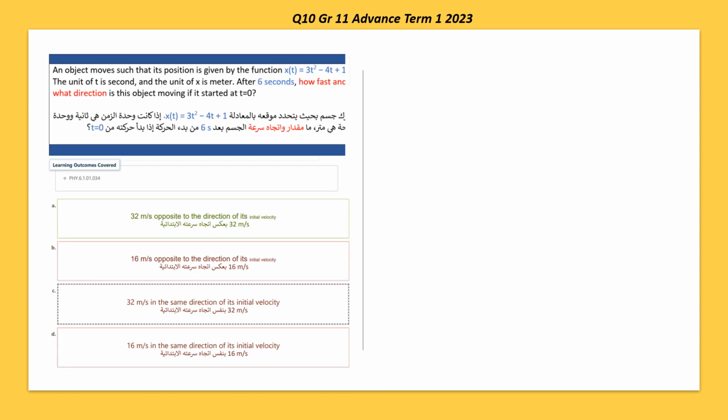Continue. Here with the question 10. An object moves such that its position is given by the function. So that's the function. After 6 seconds, how fast and what direction? So asking for the magnitude of the speed and its direction. So it's two questions in one here.